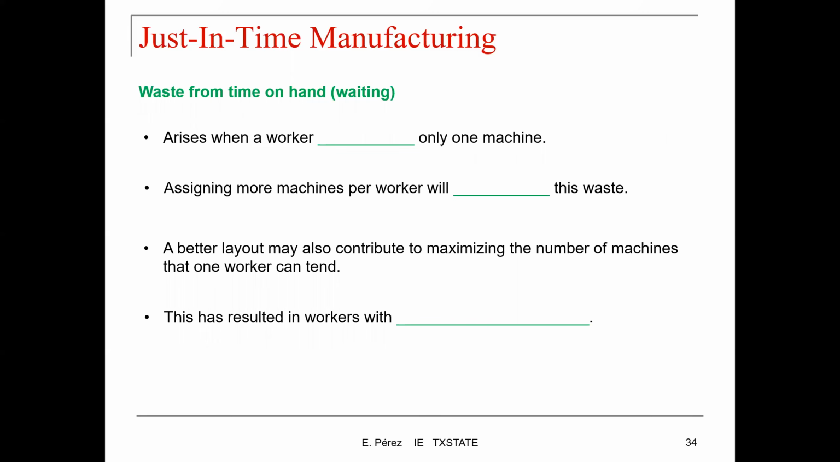Waste from time on hand arises when a worker tends only one machine. Assigning more machines per worker will reduce this waste. A better layout may also contribute to maximizing the number of machines that one worker can tend. So if you remember our discussion on cell manufacturing, in those cells, you can have a person taking care of multiple stations. This has resulted in workers with multifunctional skills.